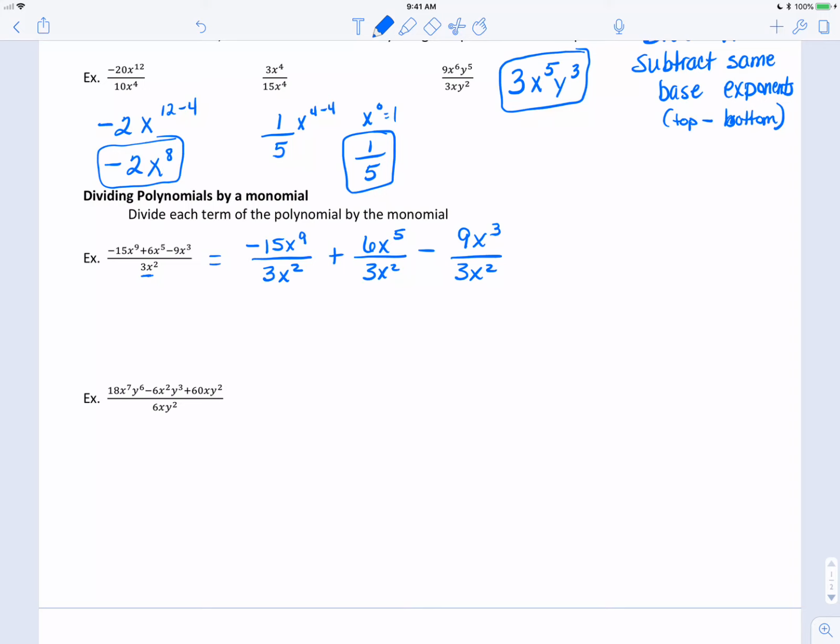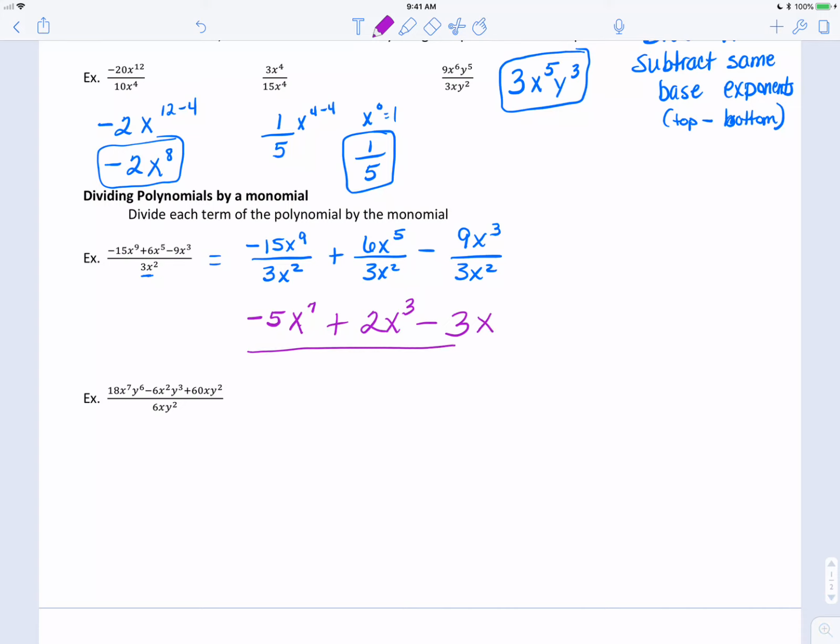All right, so let's go. What is negative 15 divided by 3? Negative 5. So we have x to the 9th divided by x squared, which is 9 minus 2, which leaves us with x to the 7th. Okay, so 6 divided by 3 is 2, and x to the 5th divided by x squared means 5 minus 2, so x cubed. Minus 9 divided by 3 is 3. X to the 3rd divided by x squared is 3 minus 2, so that's just x.